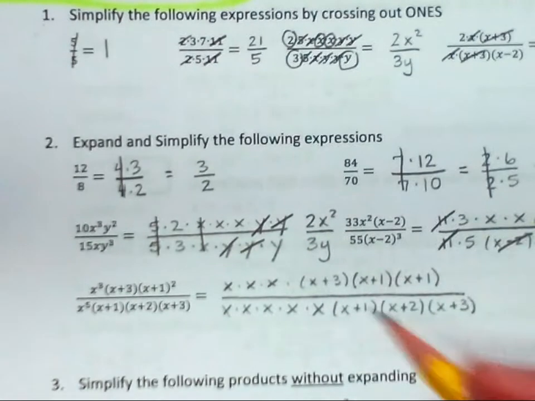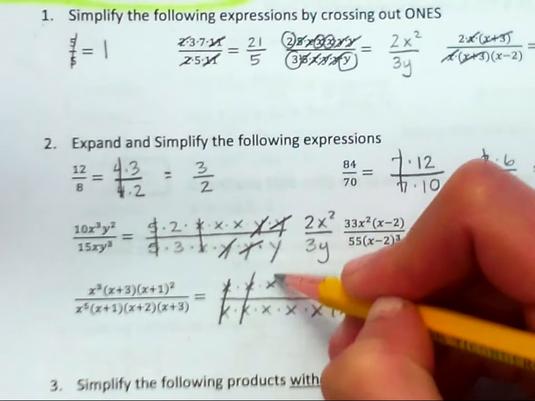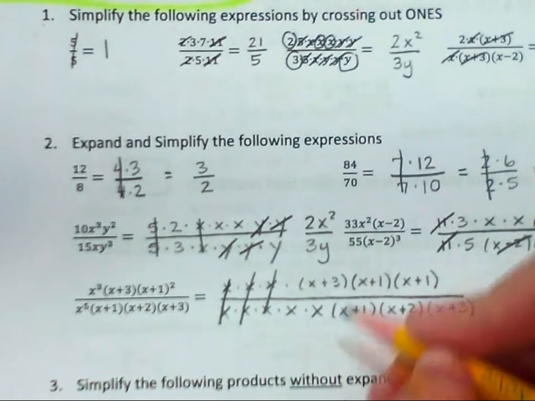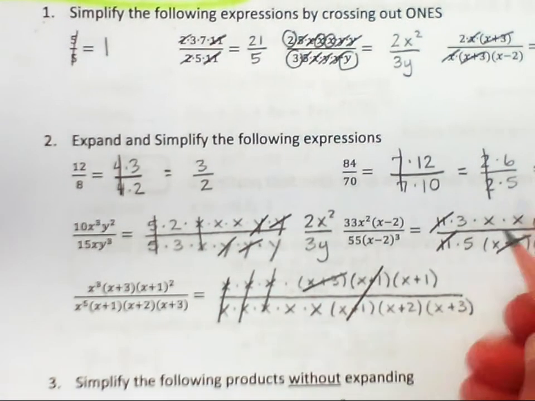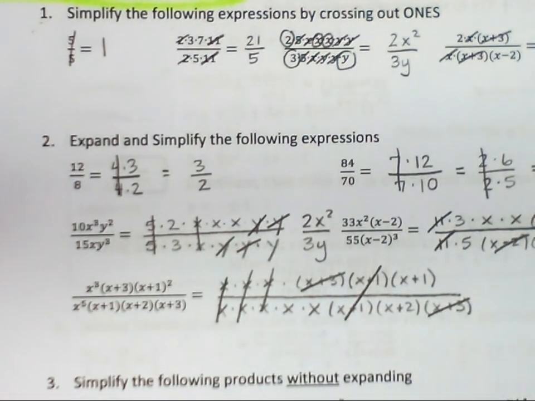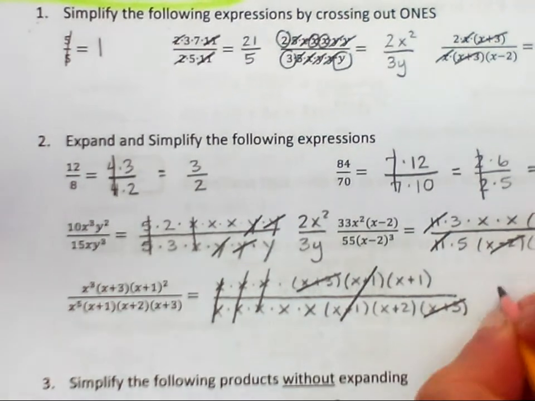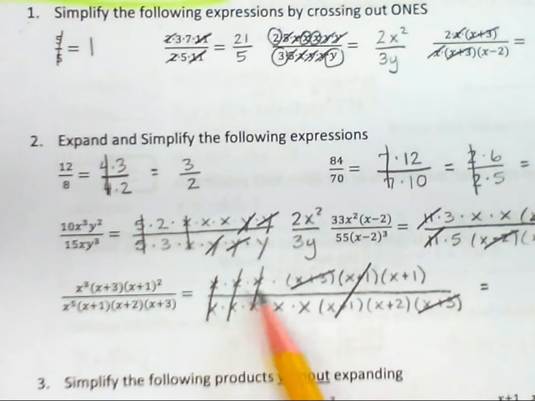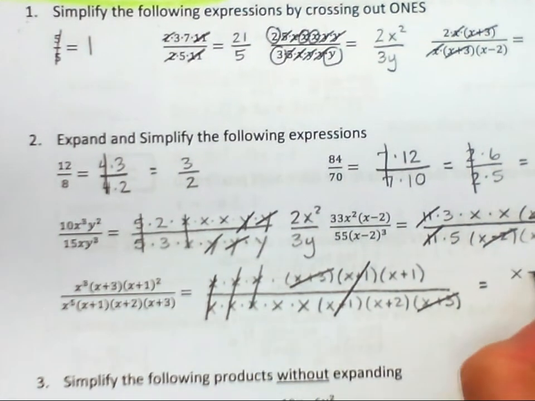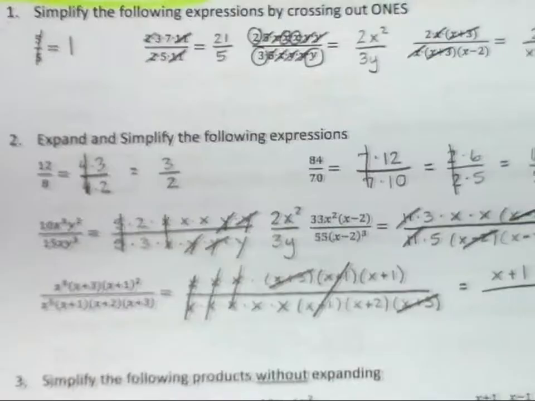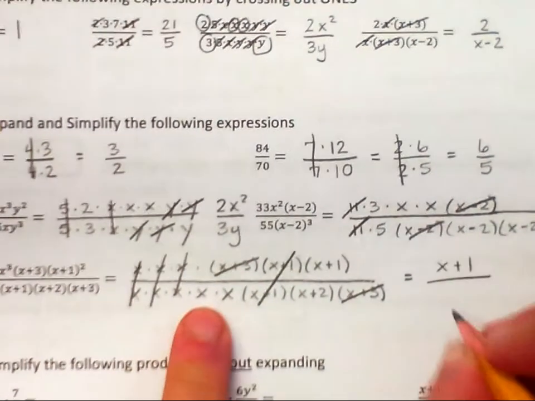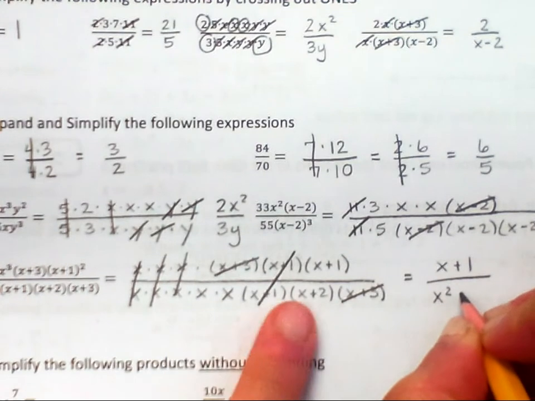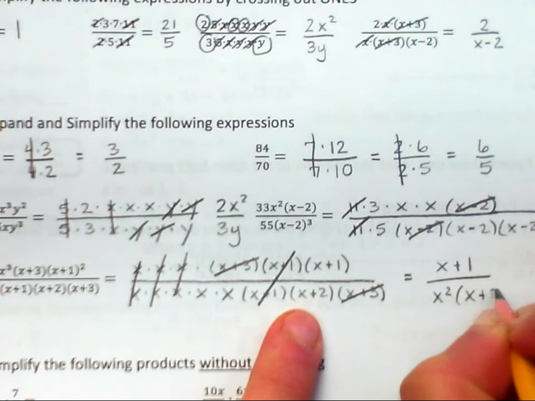And now the fun part. That makes 1, that makes 1, that makes 1. That makes 1. And I have an x plus 3 here with an x plus 3 there. So in the top I am left with only x plus 1 over 2 powers of x, so x squared, times x plus 2.